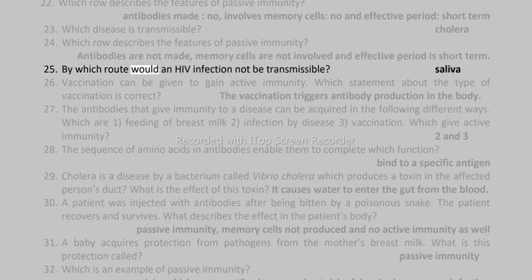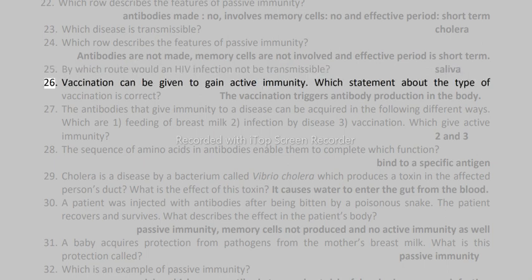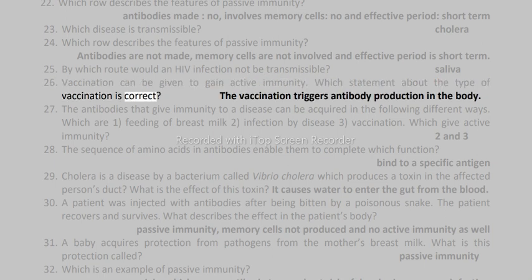25. By which route would an HIV infection not be transmissible? Saliva. 26. Vaccination can be given to gain active immunity. Which statement about the type of vaccination is correct? The vaccination triggers antibody production in the body.